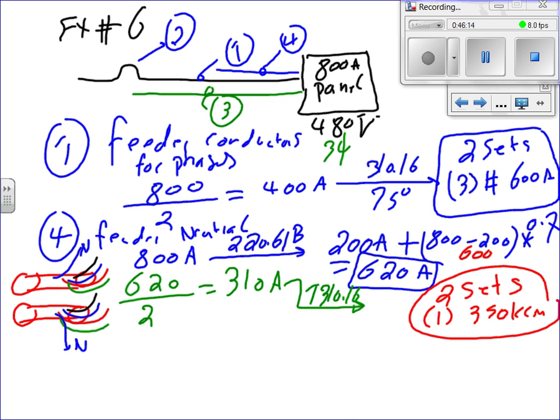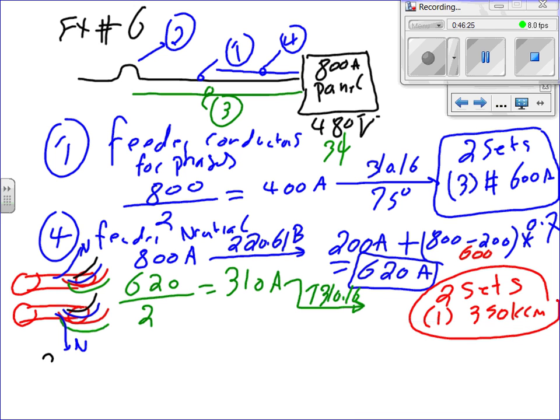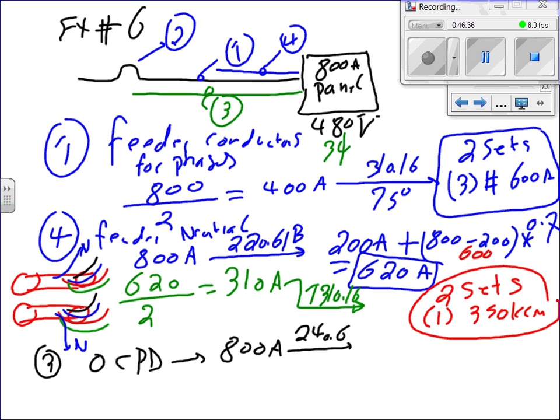Okay, the last thing, finally, we need to do the overcurrent protection device, guys, is very easy. So I'm going to go number 2, overcurrent protection device. You're going to take the 800 amp, take it to where? 240.6, take it to 240.6. Do I have an 800 amp overcurrent protection device? I think so. So that will be an 800 amp.